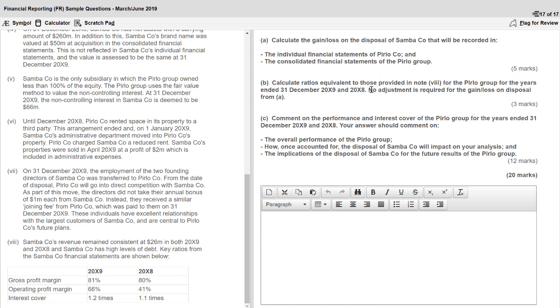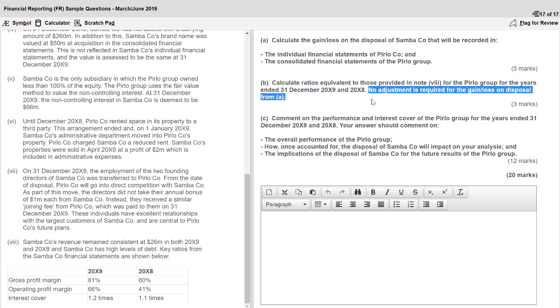Again, just note, be very careful. In part B, it says that no adjustment is required for the gain or loss on disposal from part A. So whatever figures you've got in part A, it doesn't matter. You can just head straight in there to do part B.